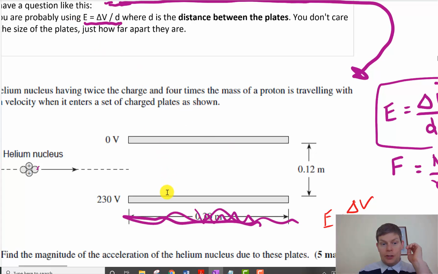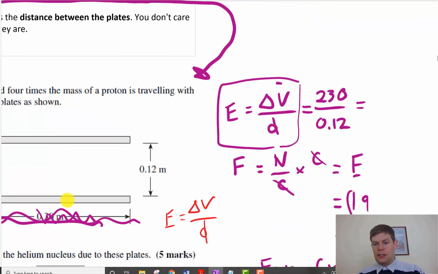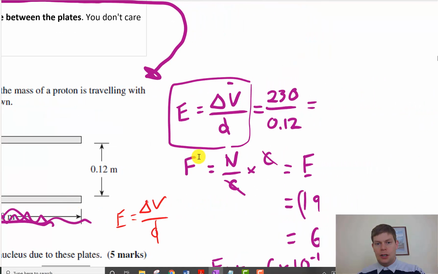It will be directed up because it's going from big potential energy towards small potential energy, just like rolling down a hill, like big height to small height. The helium nucleus, the positive thing, will head towards the less positive or more negative side. So we deflect it up. If we want to know the magnitude of the acceleration of the helium nucleus due to these plates, once we have the electric field strength with this formula, we multiply it by the charge of the helium nucleus, which is 2 times the elementary charge, 2 times 1.6 times 10 to the negative 19.